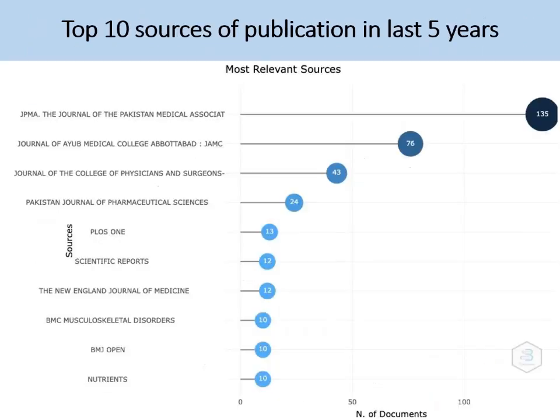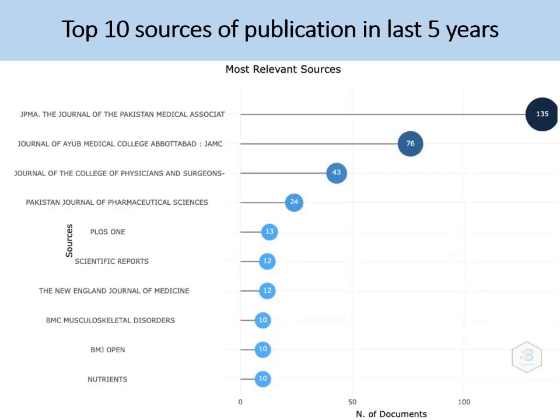So now, the top 10 sources of publication in the last 5 years. You can see 135 publications from the Journal of Pakistan Medical Association, JPMA, and 76 from Ayub Medical College Journal, and likewise 43 from the Journal of College of Physicians and Surgeons, and then PLOS One, Scientific Reports, New England Journal. So you can see the top 4 journals are from Pakistan.